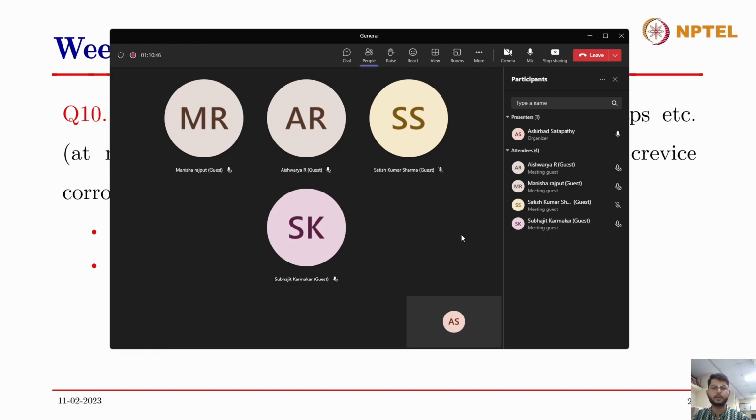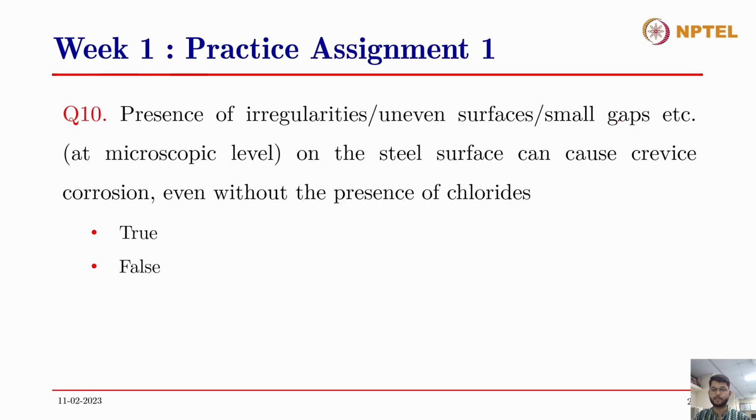All right. Dr. Satish, you want to answer this question? It is true. Yes. Crevice corrosion can take place even in the absence of chlorides because of irregularities and non-uniformity. Thank you. Yes, due to the presence of irregularities and uneven surfaces on the steel surface, this crevice corrosion can take place. And I guess it has also been shown in the lecture sections taken by Dr. Radhakrishna G. Pillai.